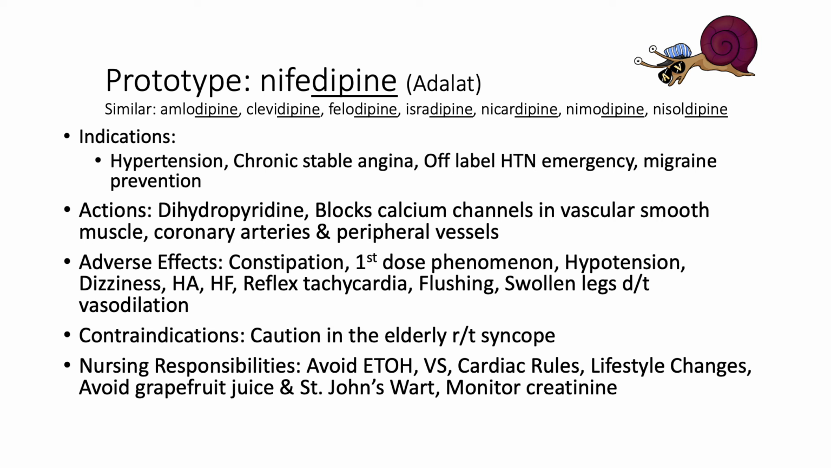Avoiding with alcohol, I guess everything in moderation. I don't think there's an absolute contraindication to alcohol. I think it's more until you're on the medication and you're stable on it. Monitoring vital signs for sure. Cardiac rules, very important. Lifestyle changes in terms of whether you're trying to control the hypertension or the angina. So definitely telling people to lose weight, to control diabetes, to stop smoking, to go for regular exercise. Those are all really important things to keep on reminding people.